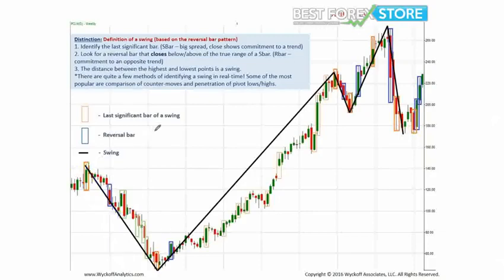So let's look at how we would handle this. I'm identifying what I call a significant bar. Significant bars usually are going to have big spread. It's going to have the close that is going to show the commitment to a trend. So therefore, if we have a significant bar to the downside, we want to see the close below 1/2 of the spread.